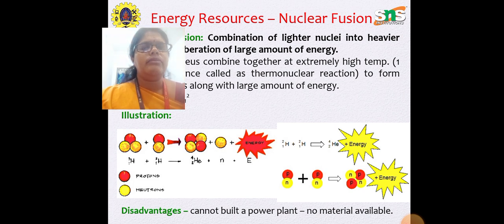In the diagram, we can see that tritium and deuterium form helium plus a neutron, plus the release of higher energy. Two deuterium atoms form helium by releasing energy. The red color denotes the protons and the yellow, the neutrons.